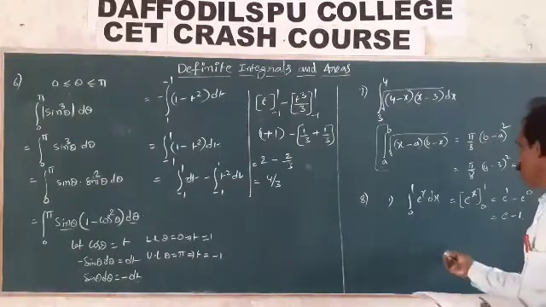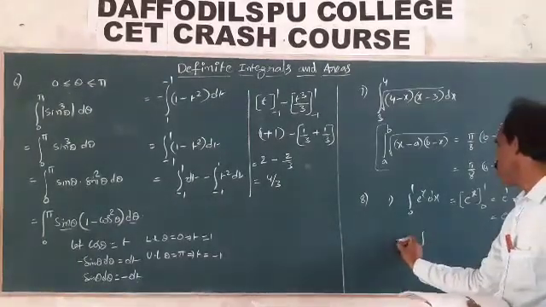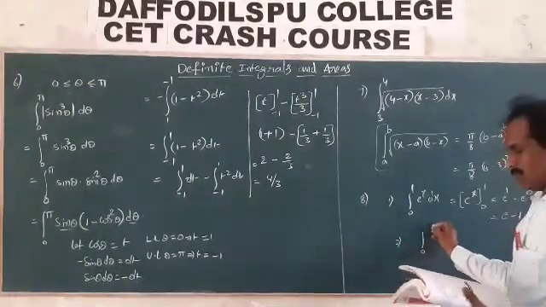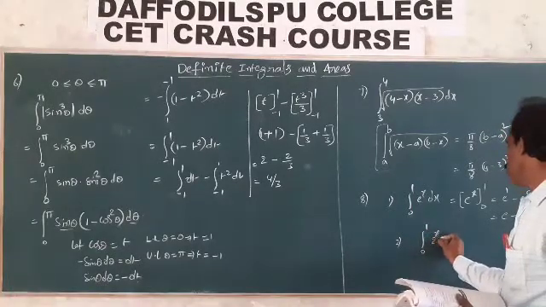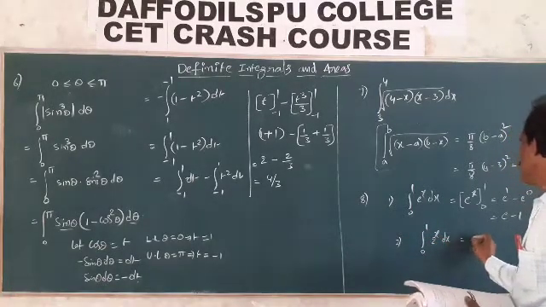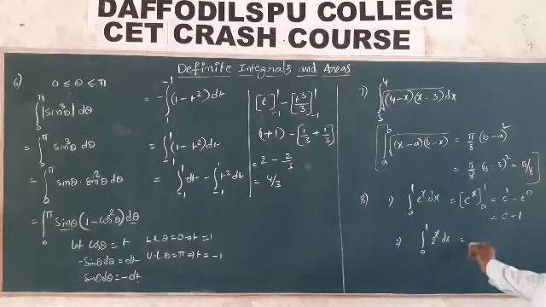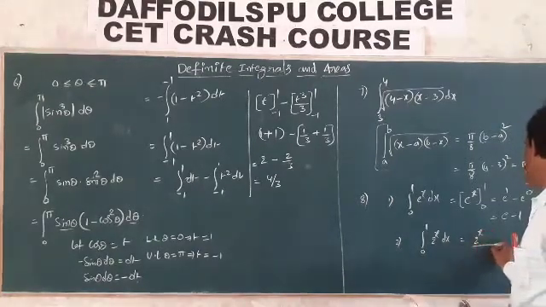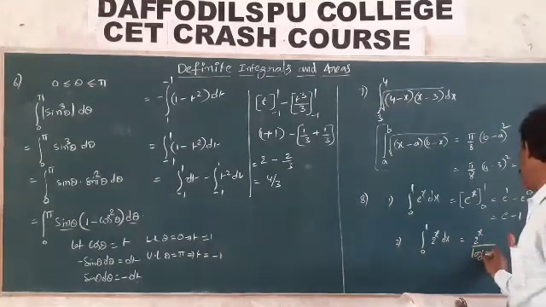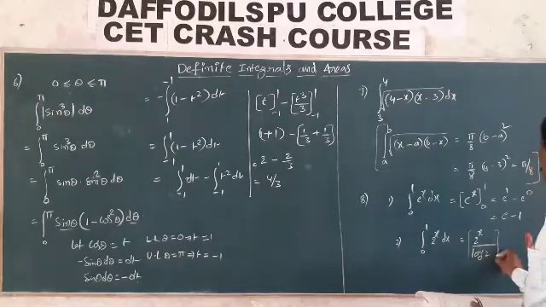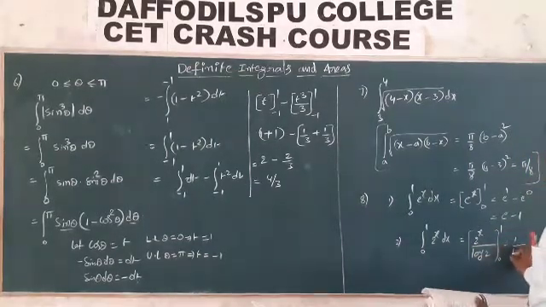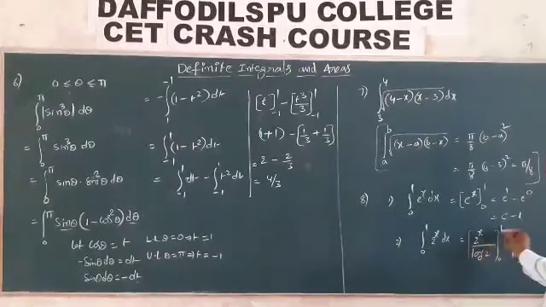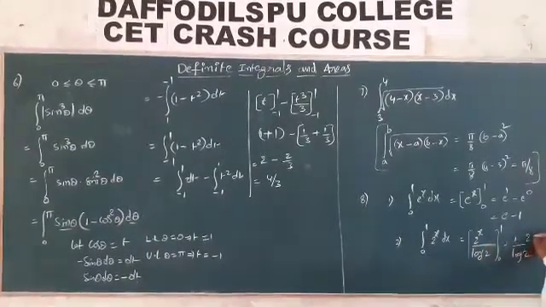Second option: the integral from 0 to 1 of 2 power x dx. The integration of a power x is a power x by log a, from 0 to 1. So 1 by log 2 times (2 power 1 minus 2 power 0), that is 1 by log 2. But the given answer is log 2, so that is also wrong.